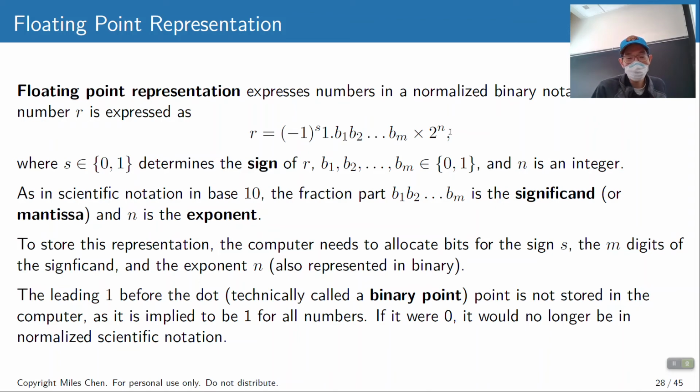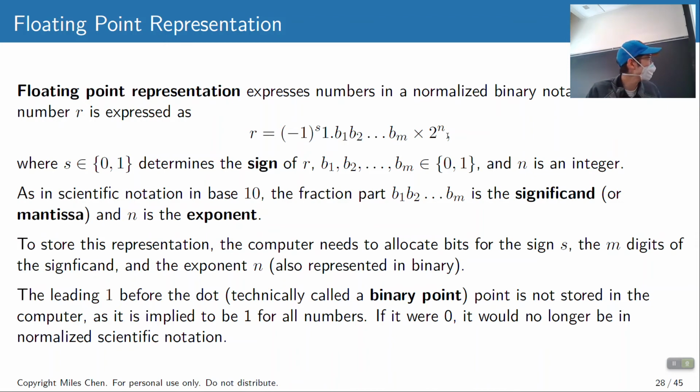2 to some power, all right? So this part, we've got the sign. This part over here we call the significand or the mantissa. You've got mantissa bits, and then the last part will be the exponent, okay? And so when we store this number in the computer, we're going to store some bits to be the sign, some to be the significand or mantissa, and some to be the exponent, okay?